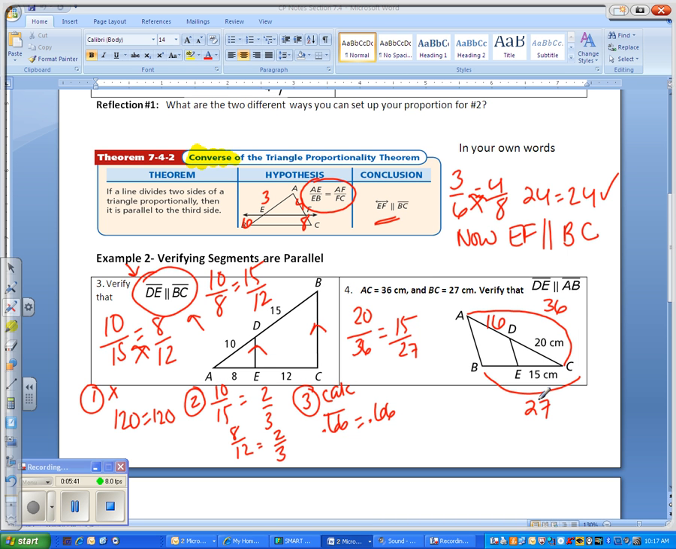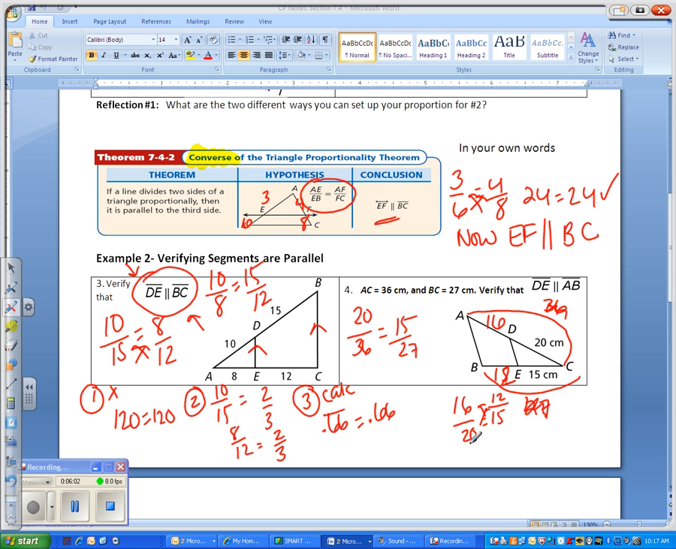And since this side's 27 and this part's 15, the leftover has to be 12. And then you could ignore these numbers. And now it looks like this problem we just had. So you could say 16 over 20 equals, I'm sorry, this is 12, not 15, equals 12 over 15. And then cross multiply. I think cross multiplying is easy.